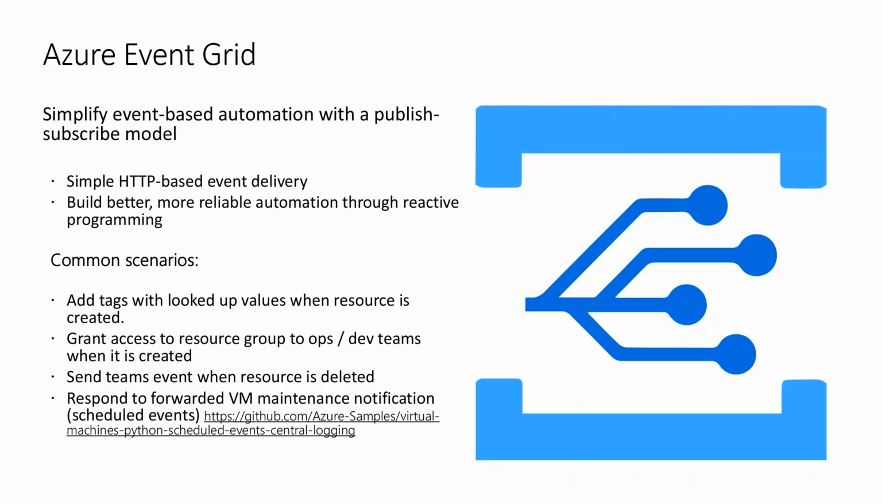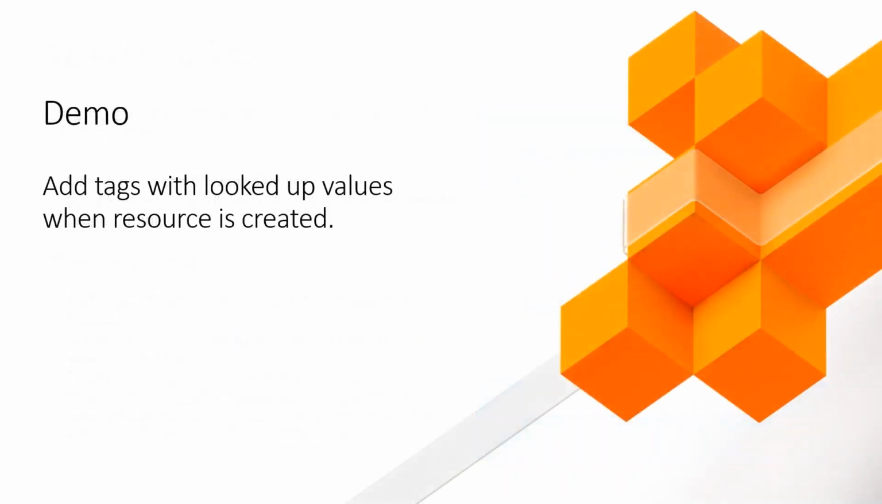Some examples of this are adding a tag with some looked up values when a resource is created. Perhaps you need to grant access to your operations or your dev teams on a resource group. Or when someone deletes a resource, you might want to get notified of this in Teams. So there's a whole set of automation that you want to hook up when resources get created or modified or deleted, and that's very easy to do inside of the Azure service. So let's go back into the portal and see how you can integrate Event Grid with Azure Functions to perform actions on these resources.